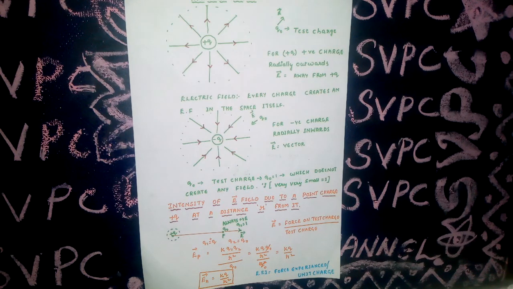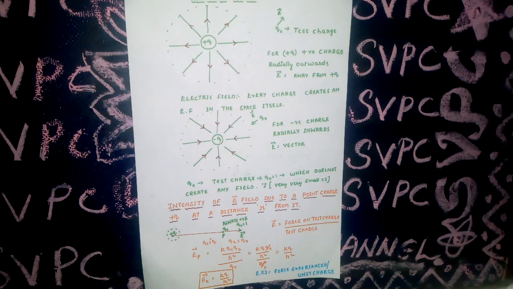Okay, if it is a positive charge, what happens? From the positive charge, always the direction of electric field is outwards. The lines of force are always outwards from the positive charge, because the field originates from the positive charge and it terminates at a negative charge.